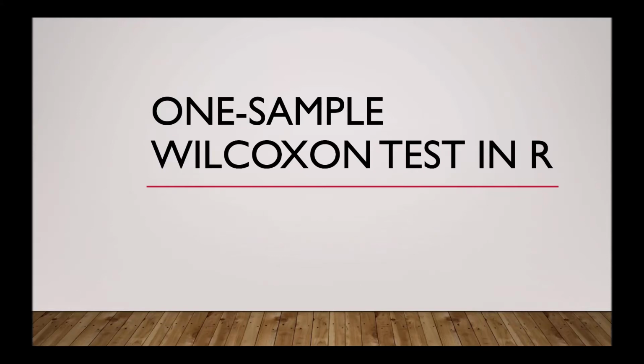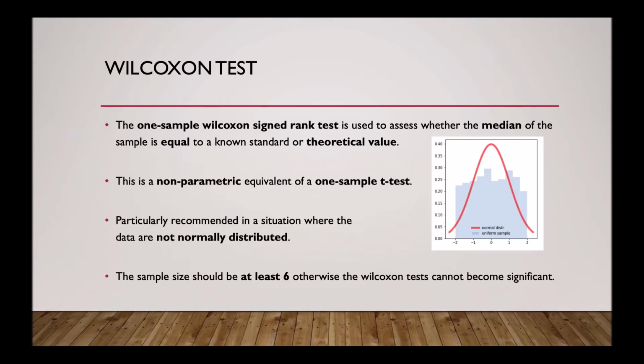This tutorial is going to demonstrate how to do a one-sample Wilcoxon test in R. A one-sample Wilcoxon signed rank test is used to assess whether the median of the sample is equal to a known standard or theoretical value.